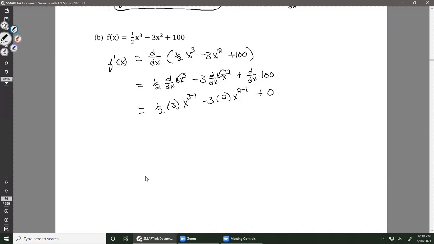So simplifying this, making this a little bit nicer, this is 1.5x squared minus 6x plus 0. And you can leave off the plus 0. Yes. Could we leave the 1.5 as 3 over 2? Yes.